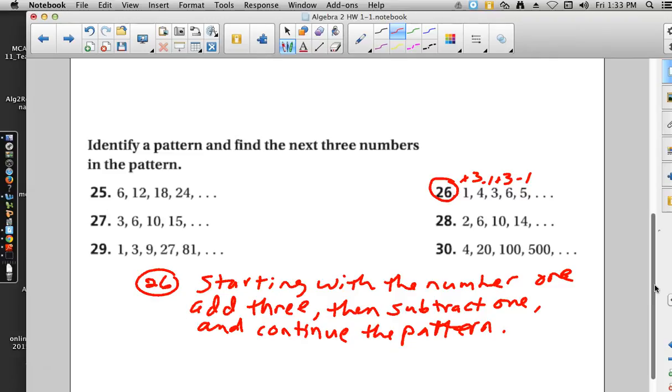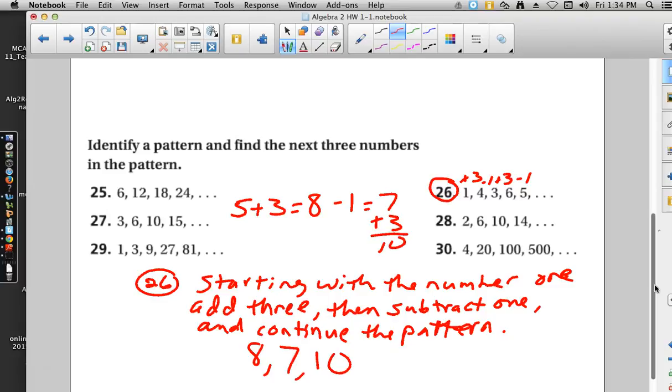So the next three terms, well, we just got done subtracting 1, so the next thing we would have to do is add 3 to 5, and that would give us 8. Then we'd have to subtract 1, and that would give us 7. And then we'd have to add 3, and that would give us 10. So 8, 7, and 10 would be the next three numbers in the pattern.